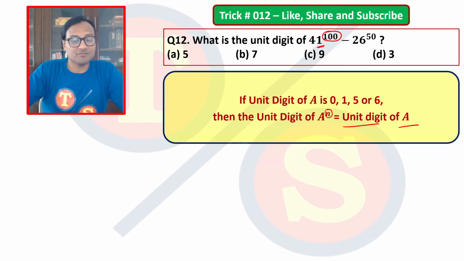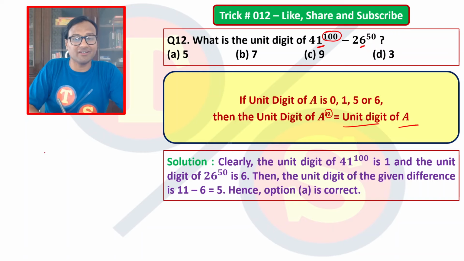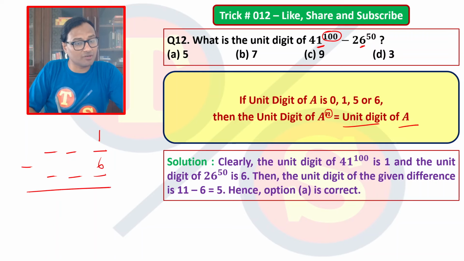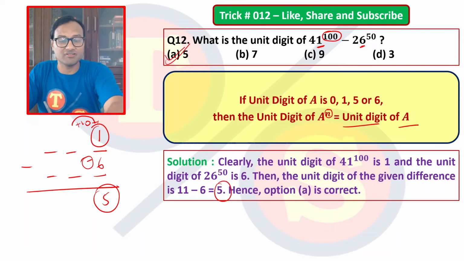So for the first number, the unit digit will be 1. For the second number, with the same logic, the unit digit will be 6. So we have a greater number whose unit digit is 1. We have a smaller number whose unit digit is 6. We have to subtract it. So from the tens place digit, we will take a carry over here. So this 10 plus 1, it will become 11. And 11 minus 6, that will give us the unit digit as 5. So answer option A will be the correct answer. Okay, so you can always do it in this way.